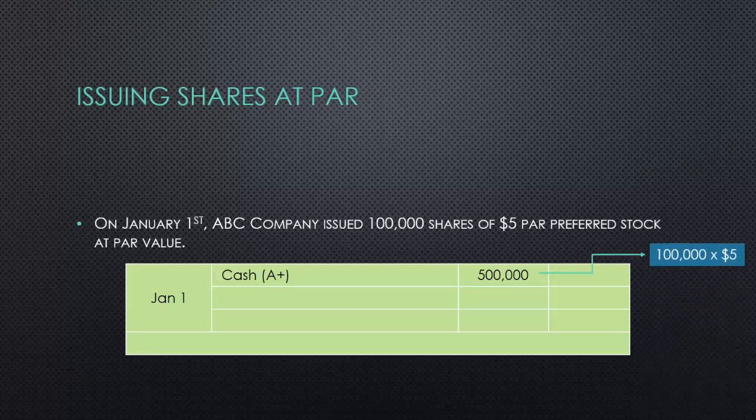How did I arrive at that number? Well, it's the number of shares being issued times the sale price. And since we're issuing at par, the sales price is $5. Our credit would be to the equity account that we have, in this case preferred stock, with a $5 par, and it would be for that same $500,000. Our description would say that we issued preferred shares at par.